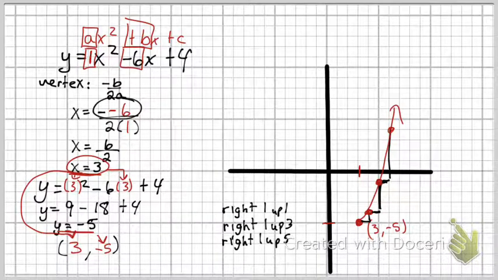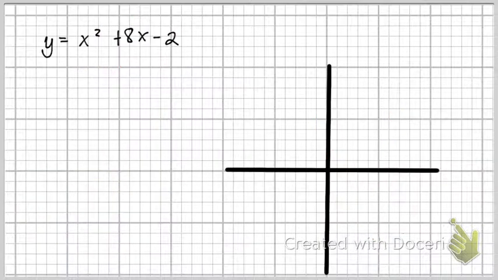Now, to get the other half of the parabola, I would simply reflect it. So I go left 1, up 1, left 1, up 3, left 1, up 5. And each of these points should kind of match a point from the other side. Okay, so let's look at the next example.